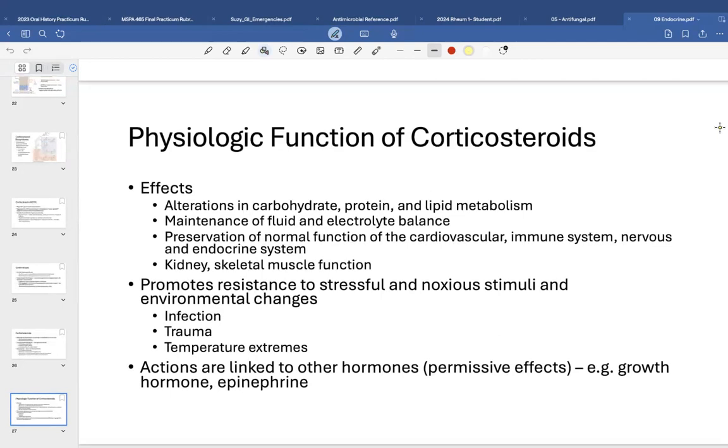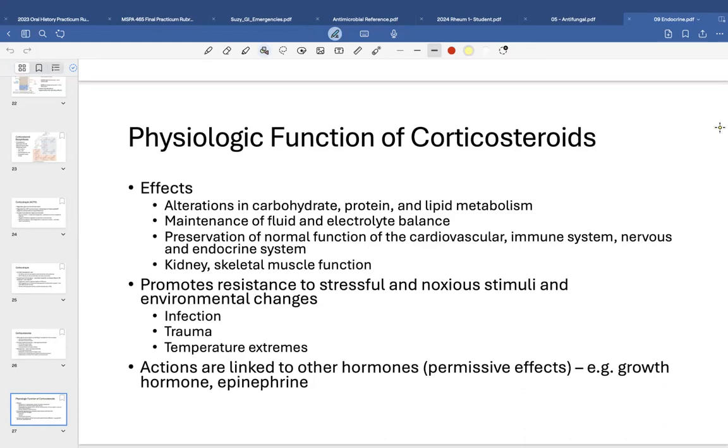And these are thought to be kind of permissive effects, meaning that cortisol can act on growth hormone. Cortisol can act on epinephrine to help in its regulatory functions. So again, very broad-based effects.